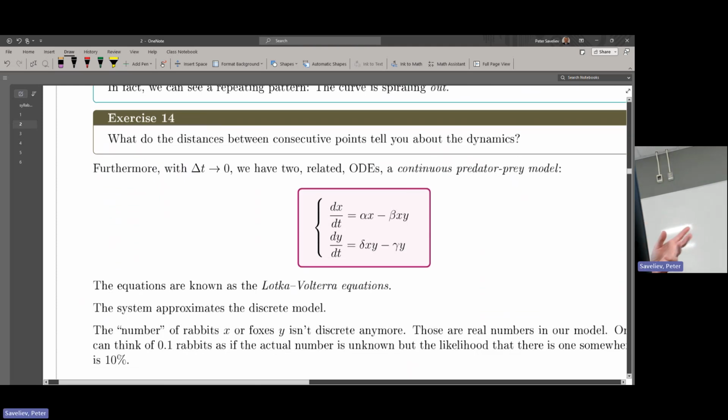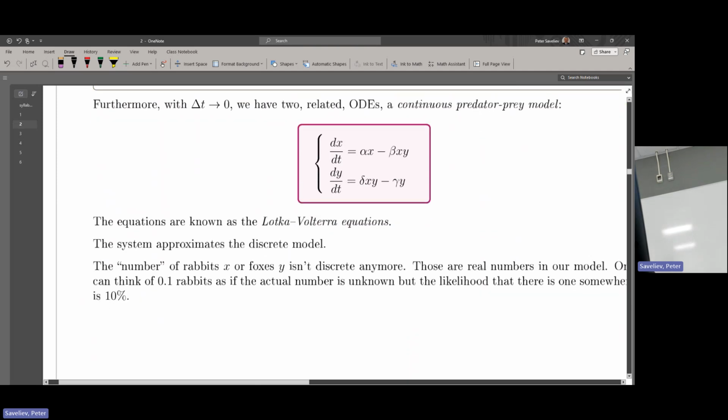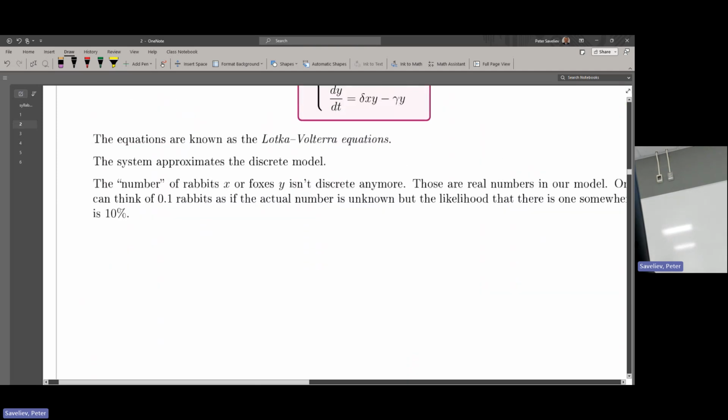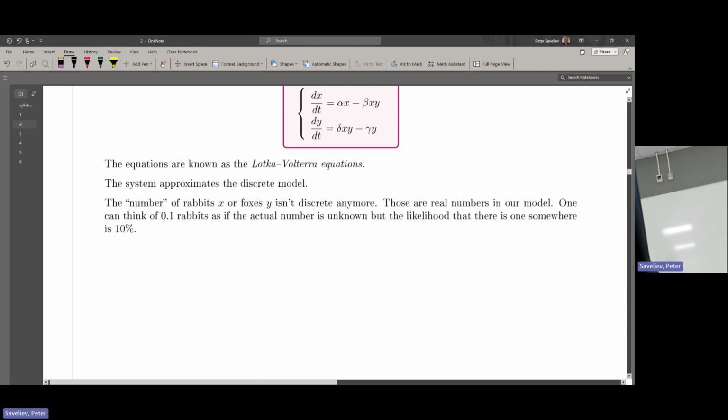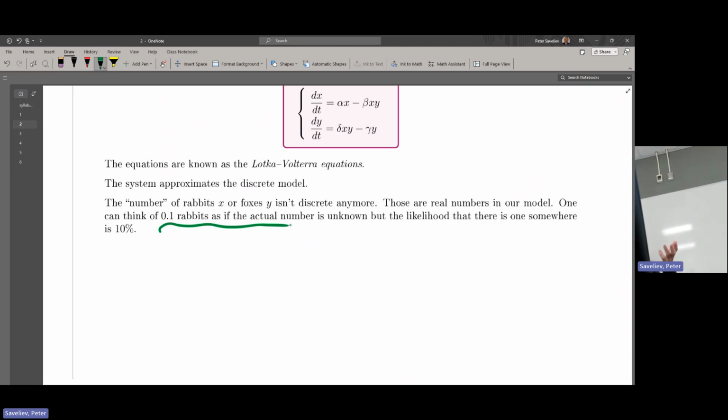Okay, it approximates the discrete model, and the number of foxes is not discrete anymore, so it could be fractional, anything less than 1/10 of a rabbit. When you see a fractional number of rabbits or foxes in this model, you can just say that maybe it's the probability. You don't know how many of them there are, but those fractional numbers simply reflect the probability of seeing one in the forest, and those are really the numbers that are part of the model: the likelihood of a fox meeting a rabbit and vice versa. So it's not that weird.